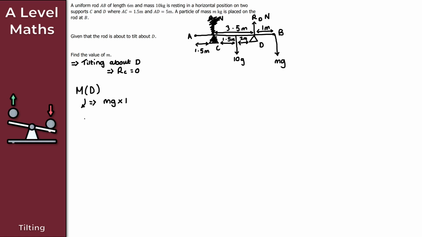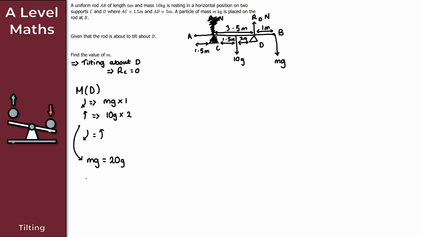Now for the anti-clockwise moment, that would be this single force of 10g. The magnitude of the force is 10g, times the perpendicular distance, which in this case is 2, if we're taking moments about D. So 10g times 2. We now equate clockwise moments and anti-clockwise moments. Clockwise is equal to anti-clockwise. So mg times 1 is simply mg, and 10g times 2 gives us 20g.